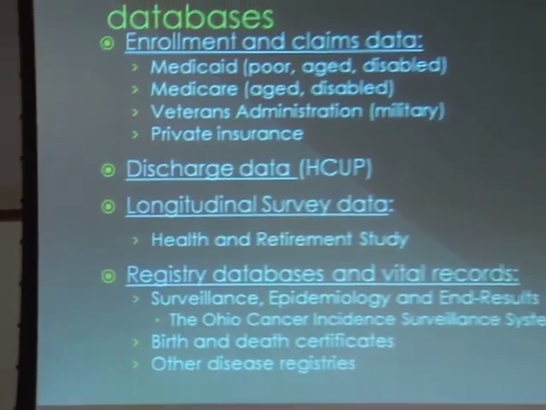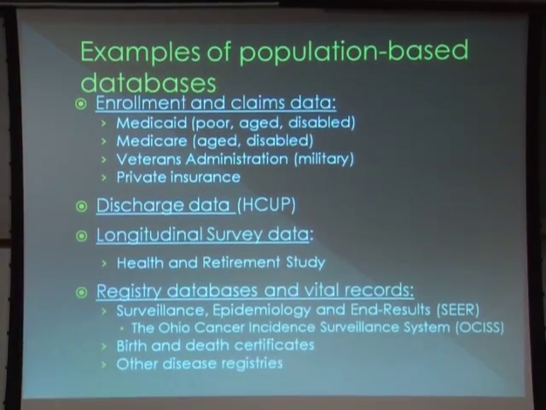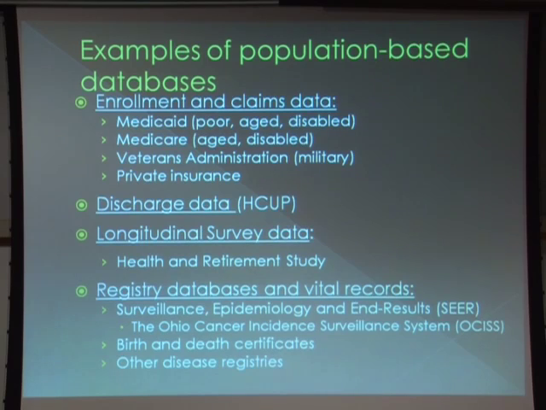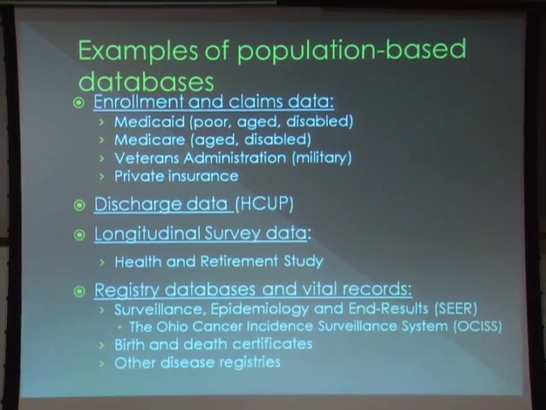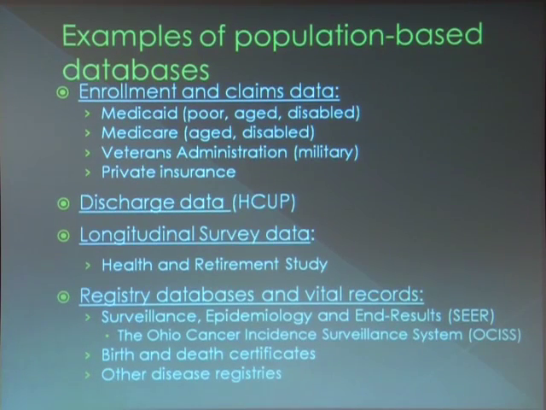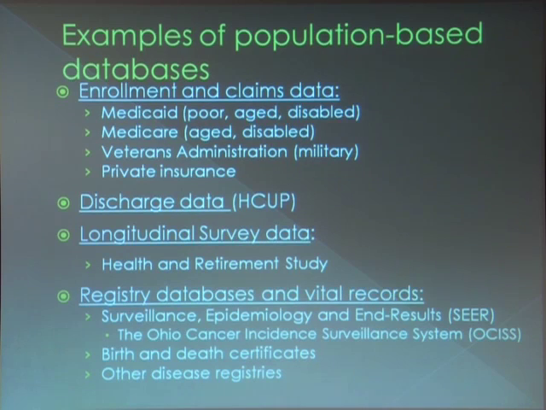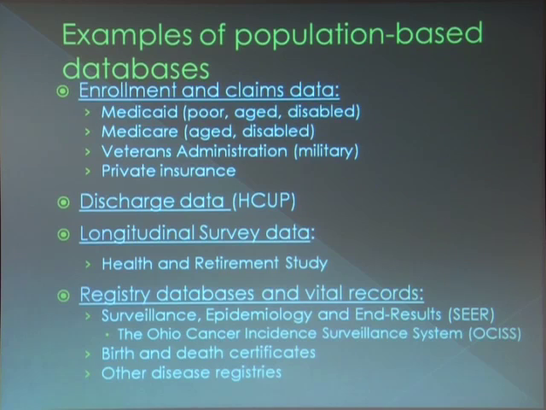Then we have discharge data, which is the Healthcare Cost and Utilization Project. I'll talk a little bit about this. It's discharge data, and one of the most interesting aspects of HCUP data is that it's all-payer data. So whether it's the uninsured, Medicare, Medicaid, or the privately insured, they're going to be represented in the HCUP data. And you have longitudinal survey data. The one that I'm most familiar with is the Health and Retirement Study, and we'll go over this a little bit as well. It's very rich data on older adults, 50 years of age or older, a US representative sample of adults, so a very important resource.